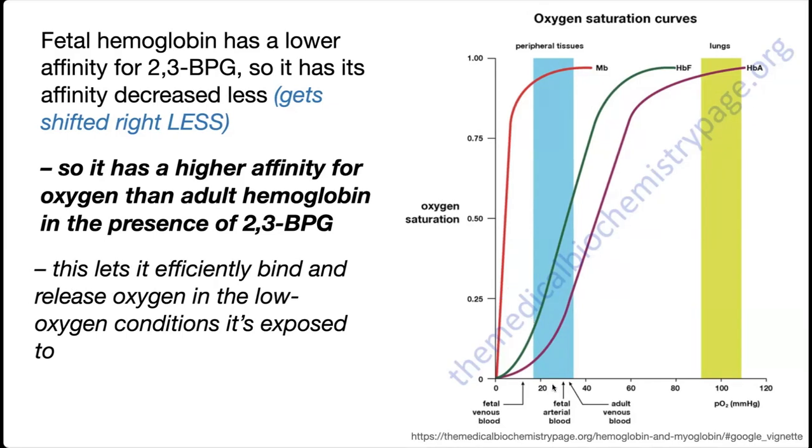So if you think about the oxygen levels that the fetus is encountering, we have our fetal arterial blood here and our fetal venous blood here. Not that big of a difference, especially when you compare it to your lungs versus your adult venous blood. There you have this huge shift.